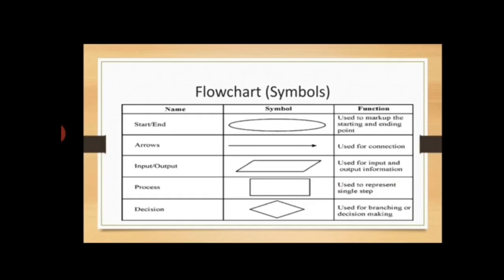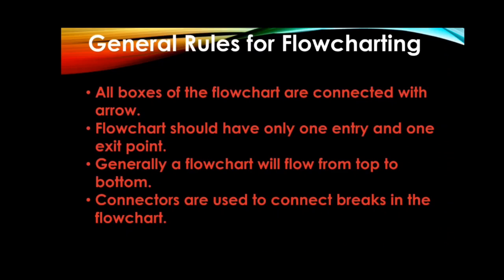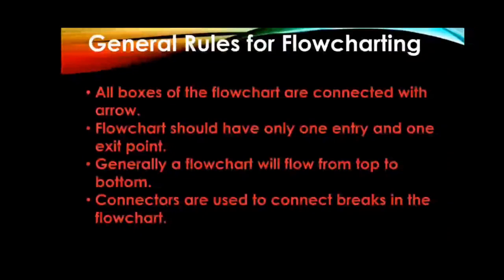Now student, in the next slide we will discuss the general rules of flow charting. There should be some rules which we have to follow. The first one is all boxes of the flow chart are connected with arrow. It should be connected with arrow, not by a single line or simple line. Flow chart should have only one entry and one exit point. It means start and end.